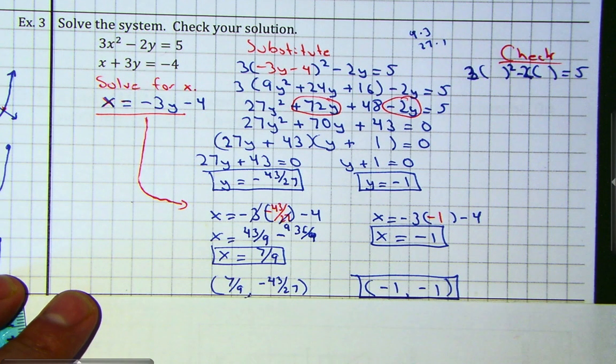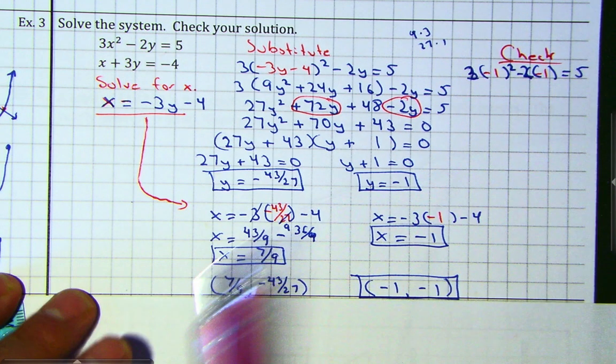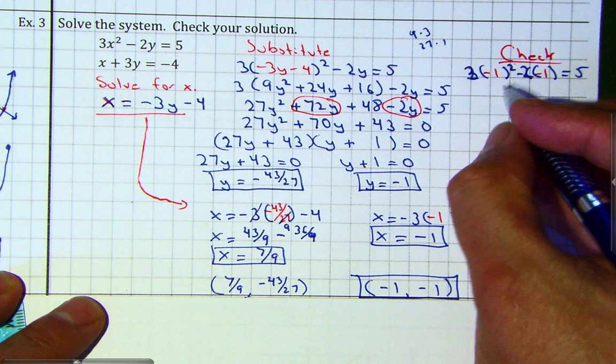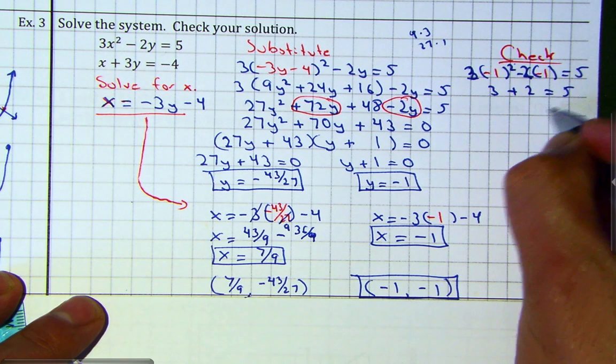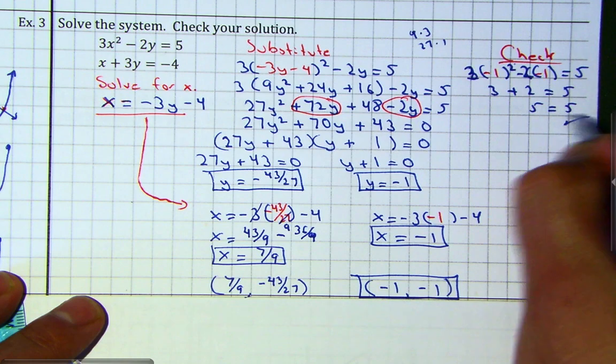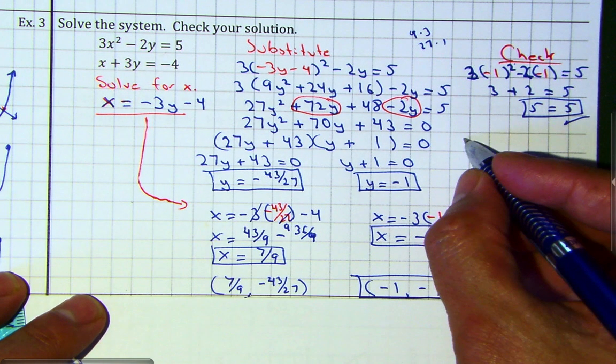So let me check the second one, negative 1, negative 1. Negative 1 squared is 1, times 3 is 3. Negative negative is positive 2, equal to 5. So therefore 5 equals 5. Perfect. Now let's try the other one. Let me leave a little more space for it.